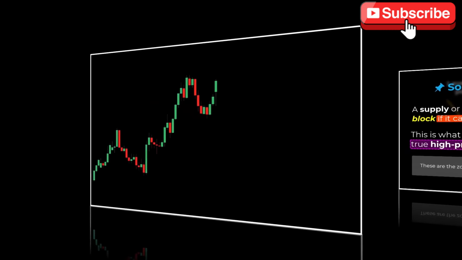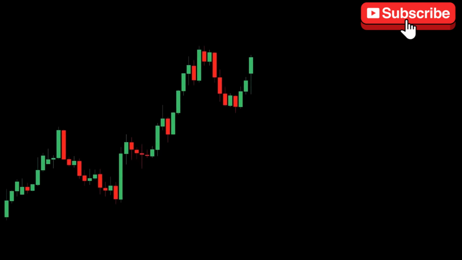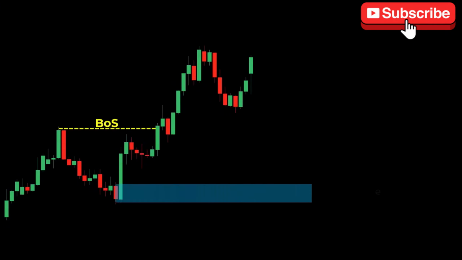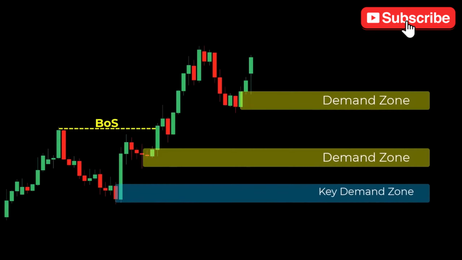Now let's take a look at this example. We're in a clear uptrend, and this right here is our most recent break of structure, which tells us that demand is still in control of the market. Each of these demand zones, they're all potential long opportunities.